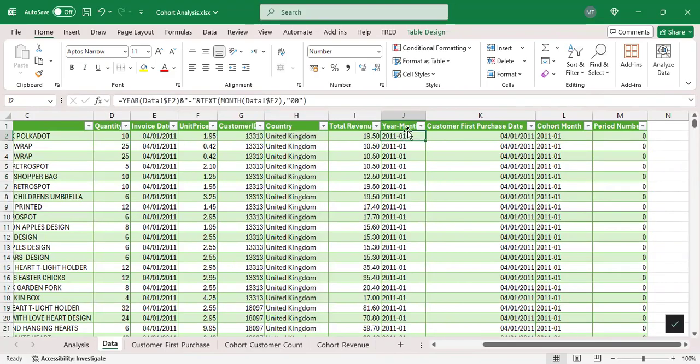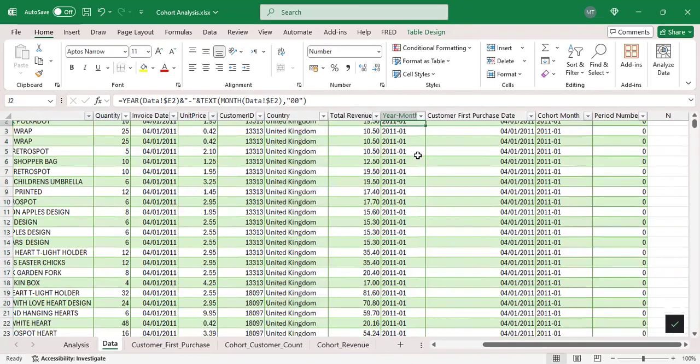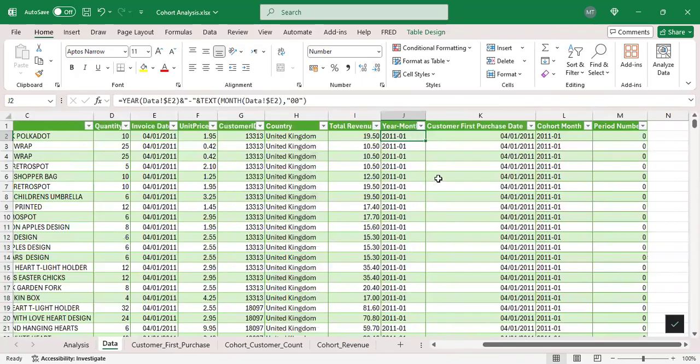Then I got the year and month of the invoice date. How I did that? I simply extracted first the year and then the month from this date and simply formatted it in this way so I can clearly look into the year and month.